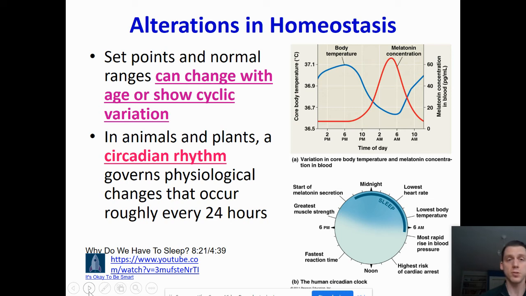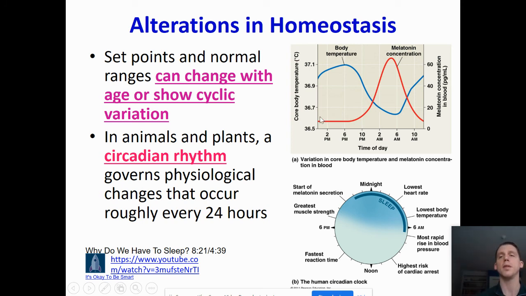Now, as we have also talked about, and this is again review, there are alterations to homeostasis. Set points and normal ranges can change with age, or they can change through the course of a day. In the course of a day example, we're talking about circadian rhythms. So that's the pattern that our bodies go through every 24 hours. It's usually governed by light versus dark. So we can see that our body temperature is going to change over the course of the day. Usually when we are asleep, our body temperature dips, and then it goes back up as we wake up.